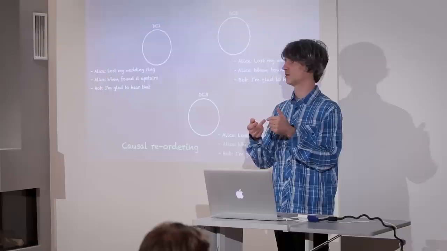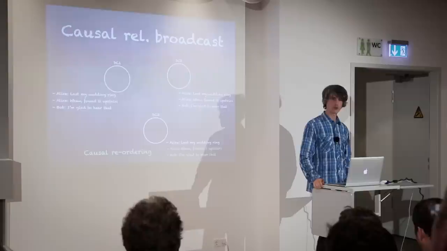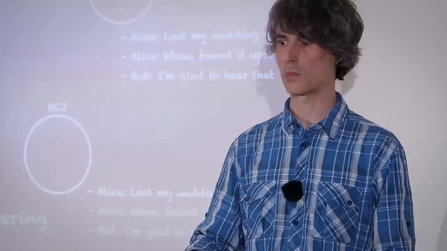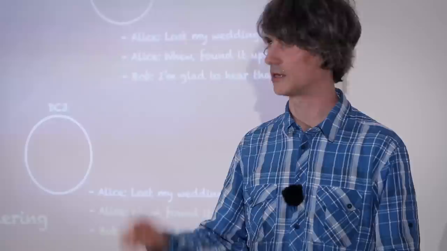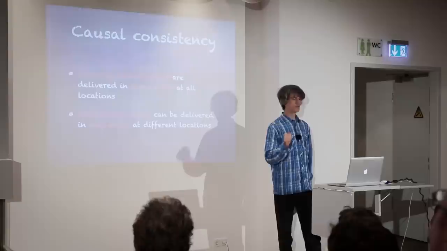So that's the importance of causal consistency in a chat application. And causal consistency is exactly the guarantee that Eventuate can give you if your application is distributed or replicated across several locations or data centers, for example. With causal consistency, causally related events are delivered in the same order at all locations, whereas concurrent events can be delivered in any order at different locations. So you don't have a global total order. The total order can differ, but the causal order is the same at all locations.